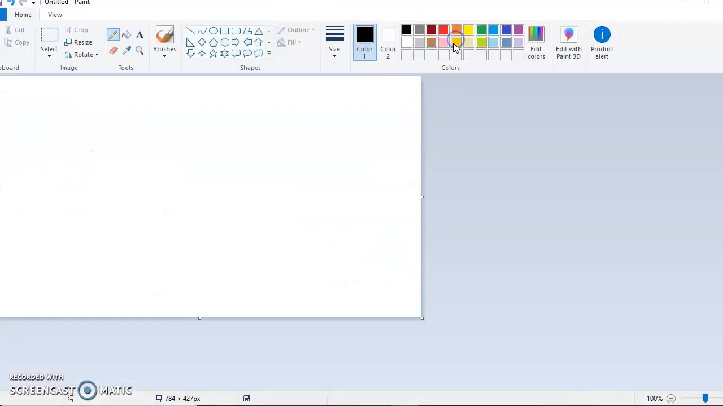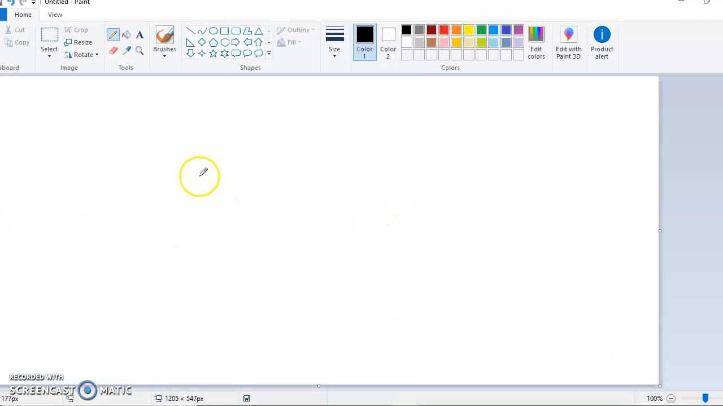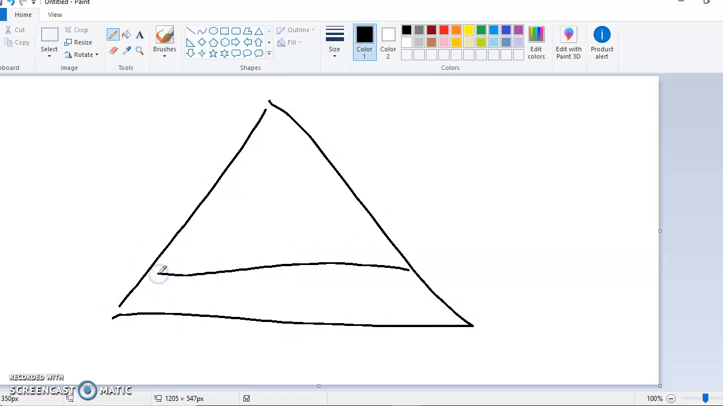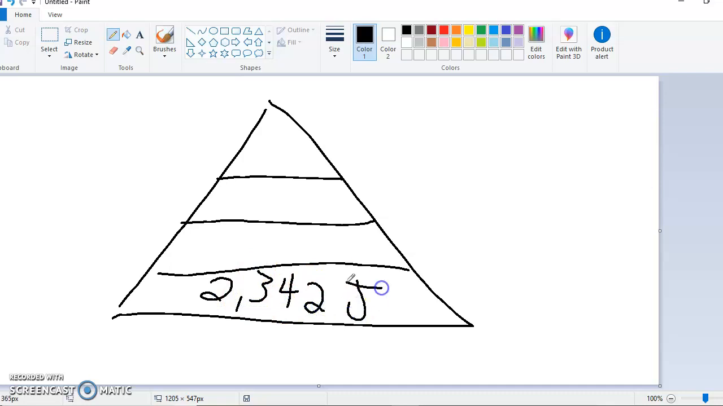All right, so let's say that a star question pops up and tells you that you have a certain amount of joules, which is energy in organisms. So I'm going to go ahead and draw a pyramid: producer, primary consumer, secondary consumer, tertiary consumer. Let's say the question says that the producers have 2,342 joules of energy. What that means is that's how much energy is transferred from the sun into the plant.